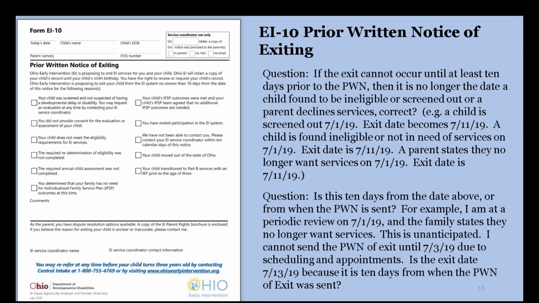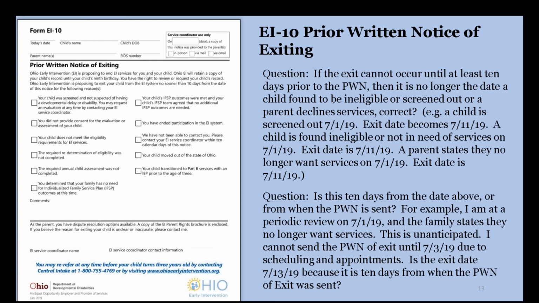Actually, it would be 7/14 in this example, but you have really grasped the idea. You might have the form with you and complete it at that periodic review on 7/1. But if you went back to the office, completed the prior written notice of exiting on 7/3 and mailed it to the parent, that 7/3 would be the date prior written notice was given. And you would mark in the service coordinator box at the top the date and how it was sent or given to the parent. So yes.